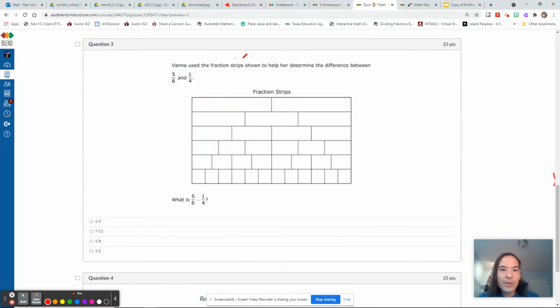All right, question 3. Vanna used fraction strips to help her determine the difference between 5/6 and 1/4. If you want to, you can look for where the sixths are. Here's 1, 2, 3, 4, 5 sixths. And you can look for where the fourths are. Here's 1/4. So we're comparing 5/6 and 1/4. If you want to cut up the fourths and the sixths to where you have the same number, you can do that, or you can use our handy dandy snowman.